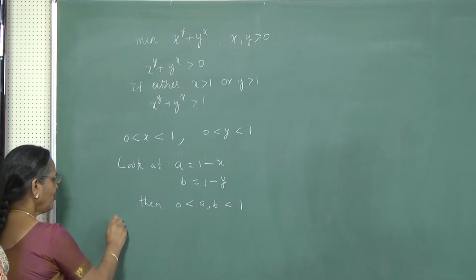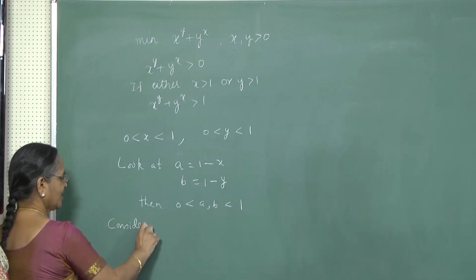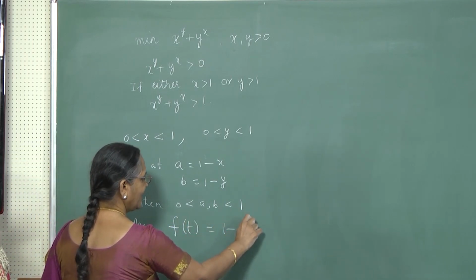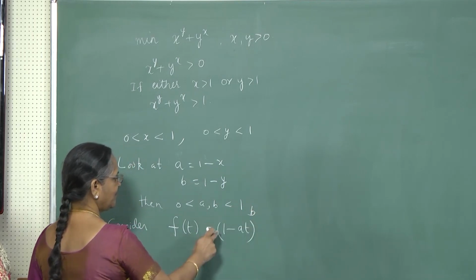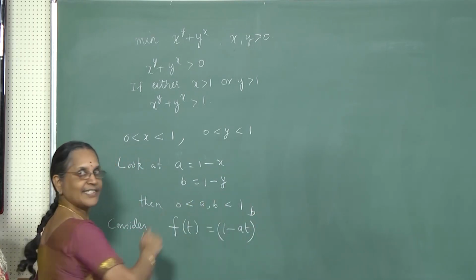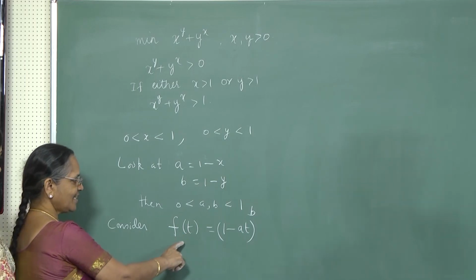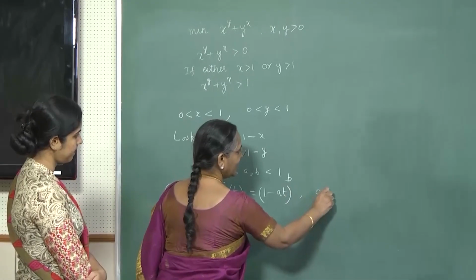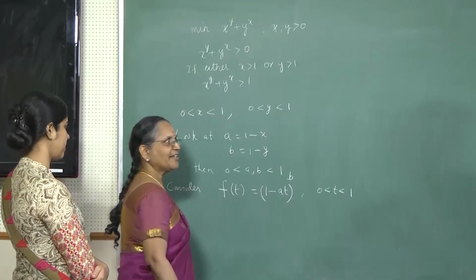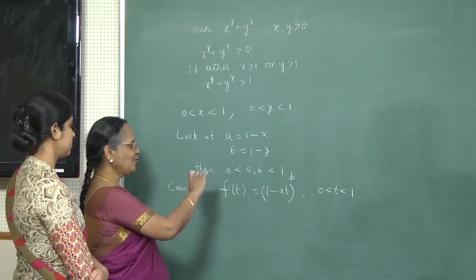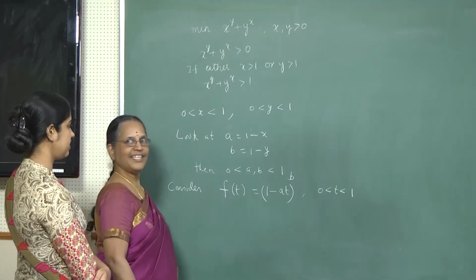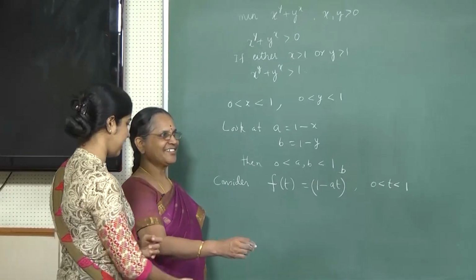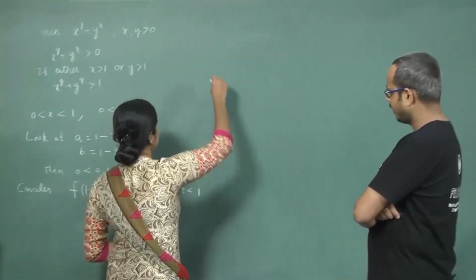All right. So now you consider this function f of t equals 1 minus a t to the power of b, where both a and b are positive and less than 1, and t lies between 0 and 1. Okay. Is this clue enough? Yeah, I think so. Using the mean value theorem we can proceed from here. Okay, let me try and see what happens.